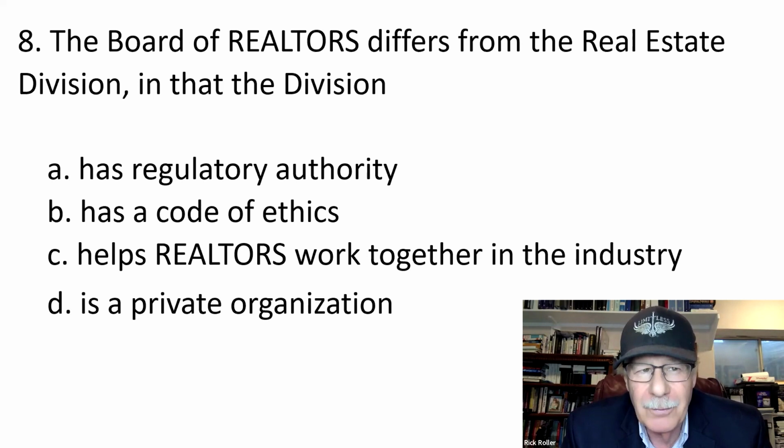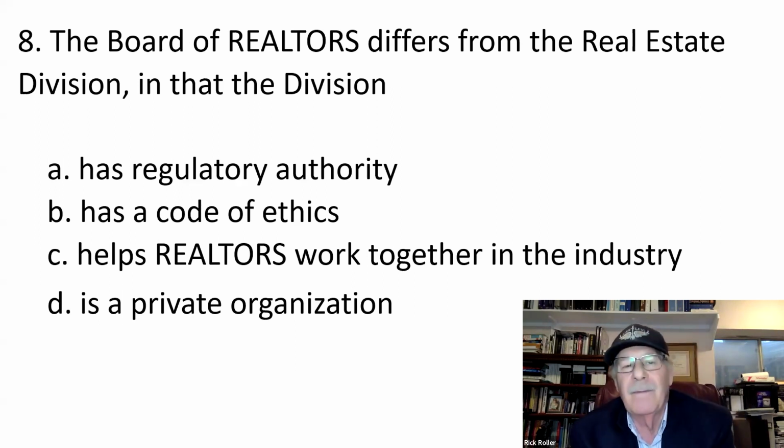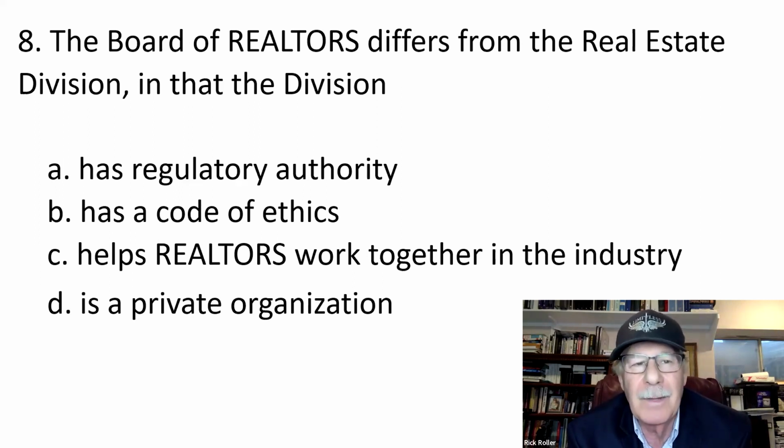The Board of Realtors differs from the Real Estate Division in that the division, A, has regulatory authority. B has a code of ethics. The division doesn't have a code of ethics. That's our private club. That's the Board of Realtors. C helps realtors work together in industry. That's exactly what they're there for. And D is a private organization. Those last three are all about the Board of Realtors. So that only leaves us A, and that's the correct answer.